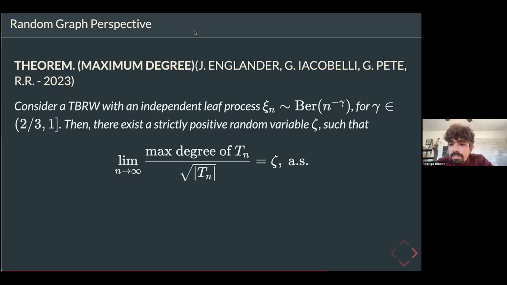So you run this process, you eventually obtain an infinite tree. And how many ends is this going to have?